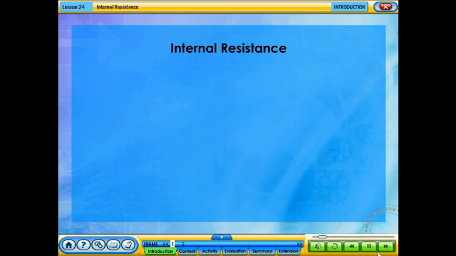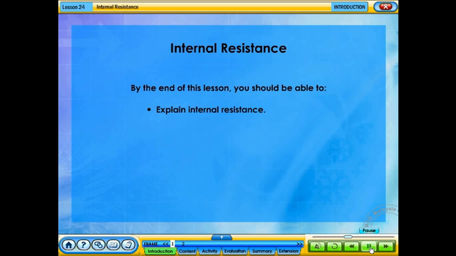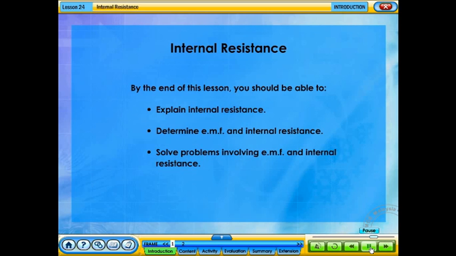Internal resistance. By the end of this lesson, you should be able to explain internal resistance, determine EMF and internal resistance, and solve problems involving EMF and internal resistance.